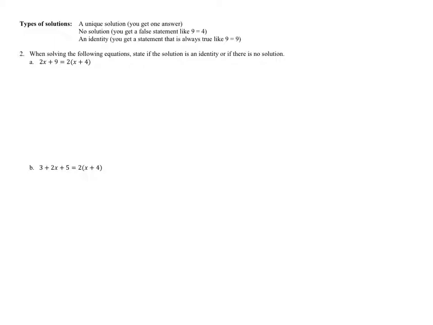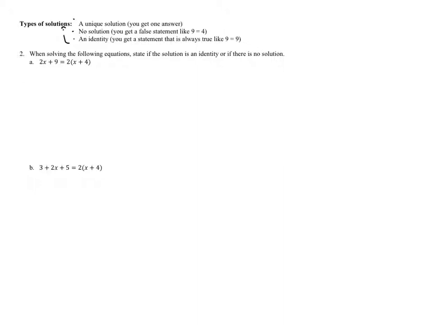Now we're going to talk about the types of solutions you can have when solving linear equations in one variable. You could have a unique solution, which is what we've been getting, x equals 7. Or you could have no solution, in which case you get a false statement like 9 equals 4. Or you can have an identity, in which you get a statement that's always true, like 9 equals 9. In these last two, during the process of solving, the x's or the variables, doesn't matter what letter we use, will always add out of the equation.